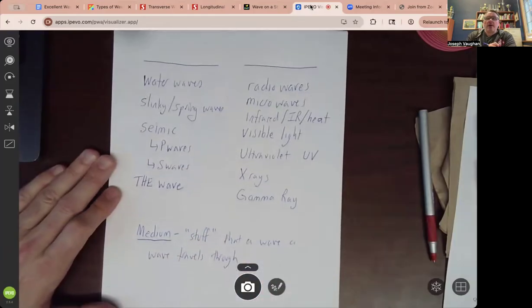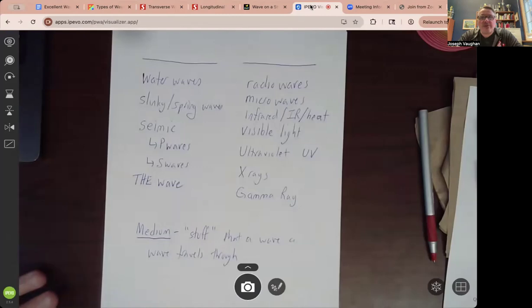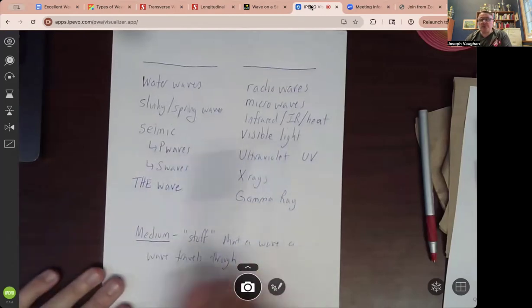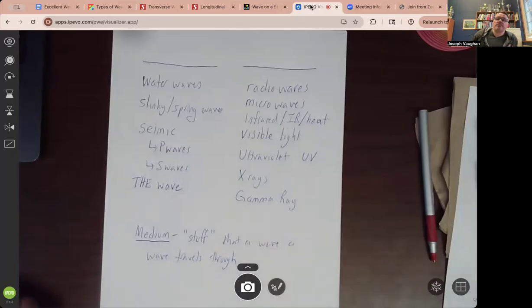Okay. And that doesn't feel very formal, but there's a reason why I want to say that, because that's a fundamental difference between these two lists. If you think about it, waterways require water to travel. Slinky waves require a slinky to travel. Seismic waves require the earth to travel. The wave requires people to travel.